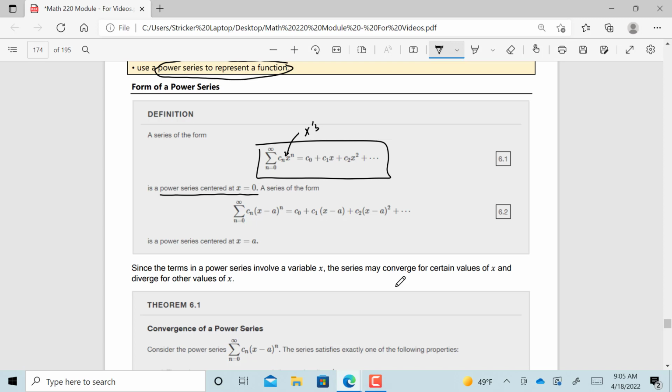We could also, though, have a power series centered at x equals a. And when we have that, it has a slightly different format. Instead of x to the n, it's x minus that center point to the n.